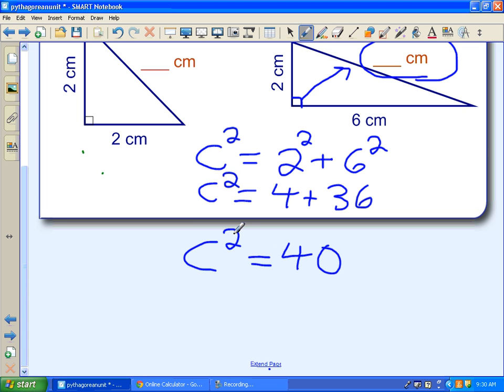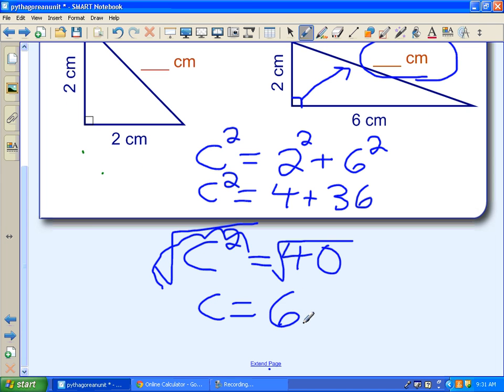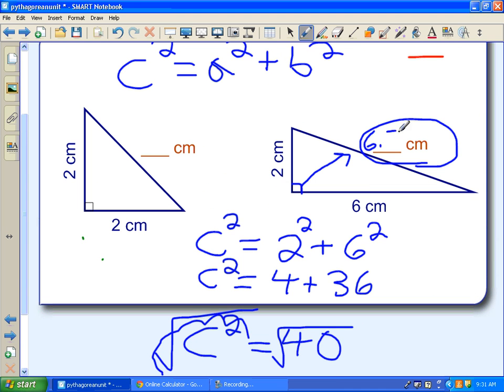And the only way to get rid of this squared by the C is to go square root. That'll cancel him out. And of course, if I do that, I must do the square root on the other side, which is the square root of 40. So let's put in 40 and do the square root. And there's the square root symbol. 6.3, I think I'll stop at. So the answer for this one is 6.3. So let's see if it makes sense. 6.3, is it bigger than this side? Yep. Is it bigger than this side? Yes. So it's quite possible it could be the answer.